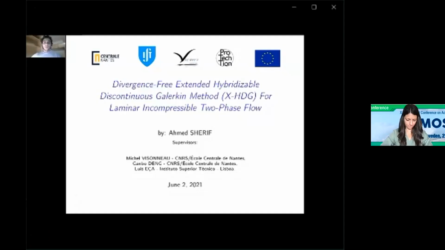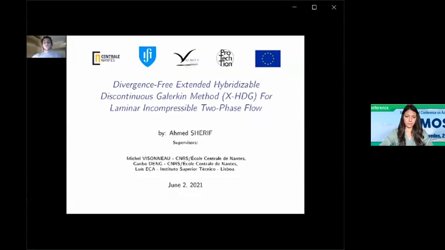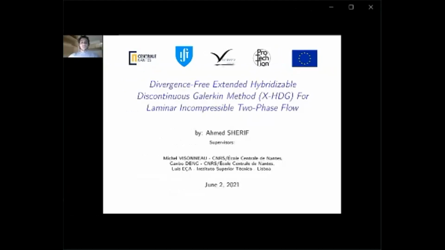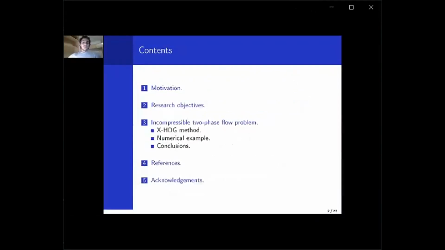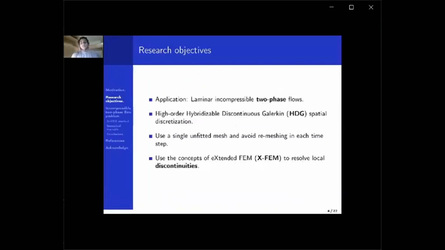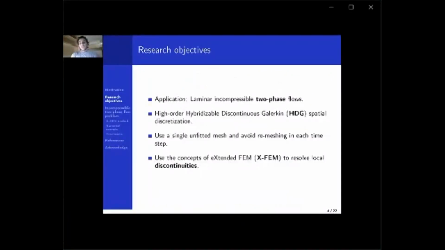Hello everyone, my name is Ahmed Sherif and I'm going to talk about high-order discretization technique for laminar incompressible two-phase flow applications. In particular, this method that I'm going to present satisfies the divergence-free condition. The presentation is going to go as follows, where the motivation of this work is simulations of two-phase flows like the ones involved in, for example, simulation of waterfalls or simulation of sea waves. We're interested in laminar incompressible two-phase flow.